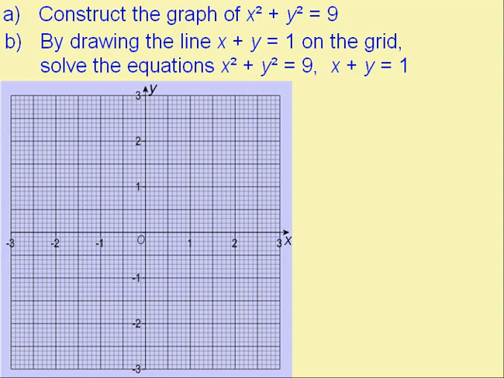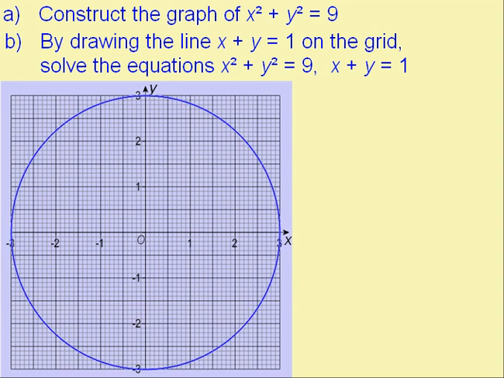Here's another question for you to try. You'll need some graph paper for this one, and you'll need to draw this set of axes. When you come to answer part B, I hope you realise that what you're actually looking for is the places where the line intersects the curve. Press pause and have a go. When you're ready, press play.